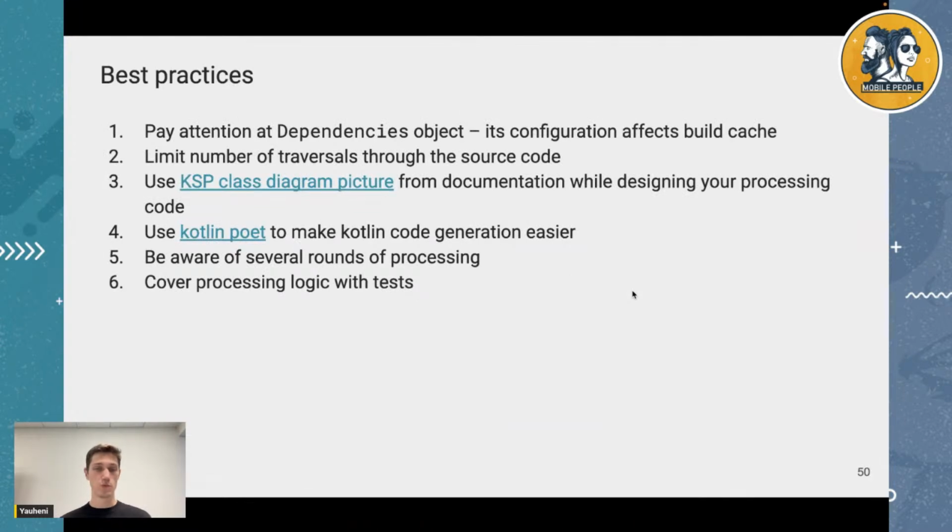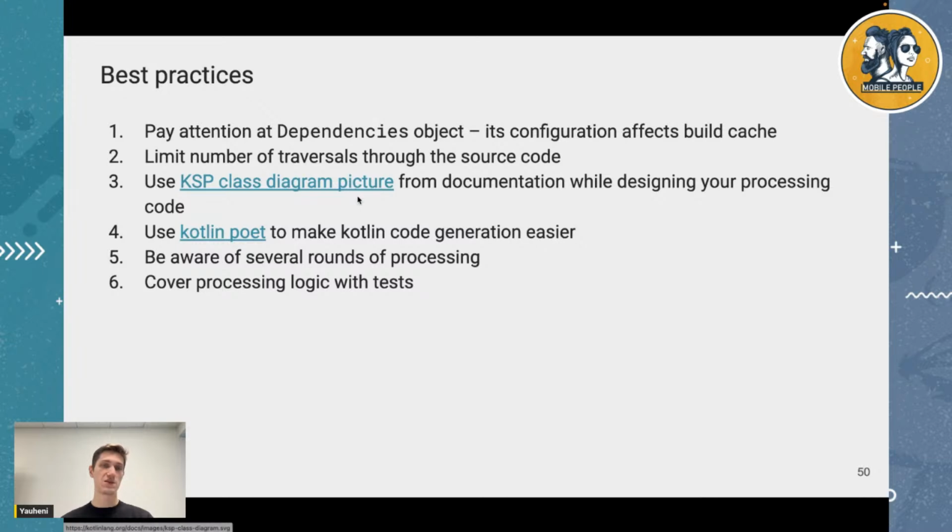Best practices. As I already mentioned, pay attention to the dependencies object. It could save a lot of time for you, and not just for you, for your teammates, for your project, for everybody, right? We need to limit the number of traversals through the source code. You should try to do everything in one traversal, because your source code base is very big. If you need to go through it a couple of times, it will require some time and it will slow down the build speed of your project.